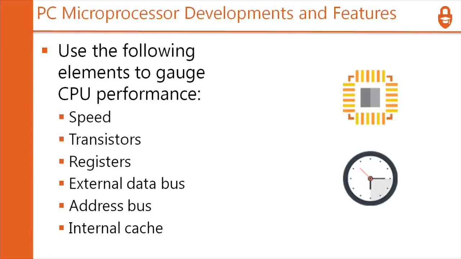So, PC, personal computer microprocessor developments and features: they use the following elements to gauge CPU performance. We have to measure it somehow. What is the model we're going to use? We use processor speed, literally how fast this thing ticks, how fast we can clock it out to. The number of transistors, the number of registers, the external data bus, and the address bus, as well as an internal cache. Today's CPUs have internal and external cache. And the cache is very expensive. It's incredibly fast RAM.